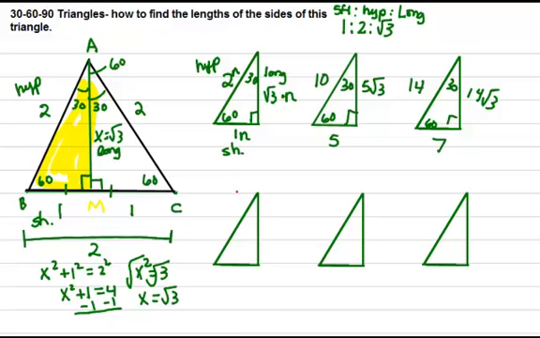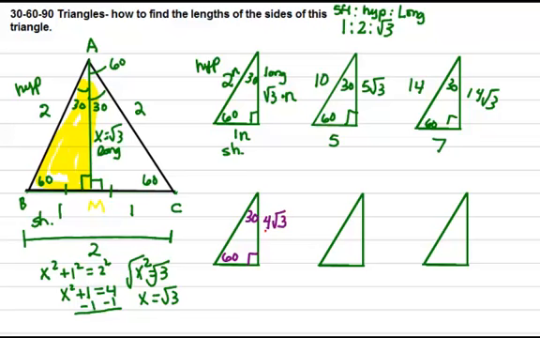As a continuation of our 30-60-90 problems here, in the first two examples I started off where we were given the shorter leg. Let's say we're not given the shorter leg. Let's say we're given the longer leg, and we'll make it 4 square roots of 3.